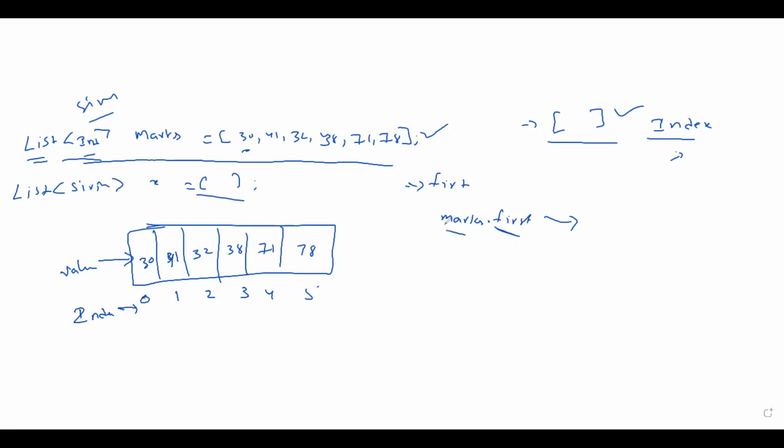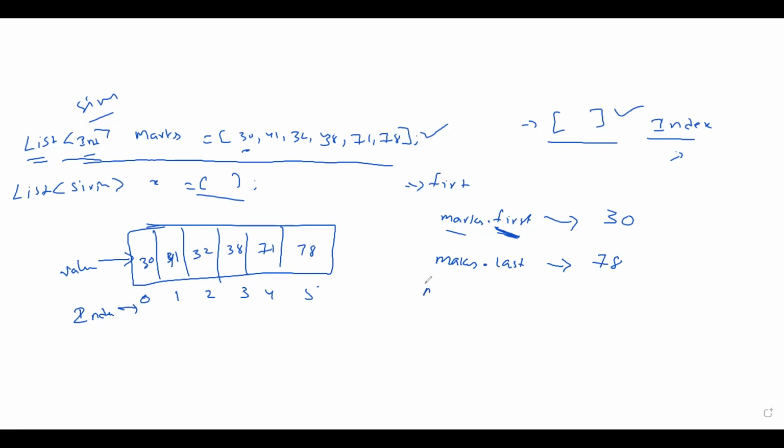If you access marks as the variable name and first as the property, what value will come here? 30. 30 is the value because first returns the first element in the list, and the first element in the list is 30. One other property is marks dot last. What value is returned? 78. That is another property.